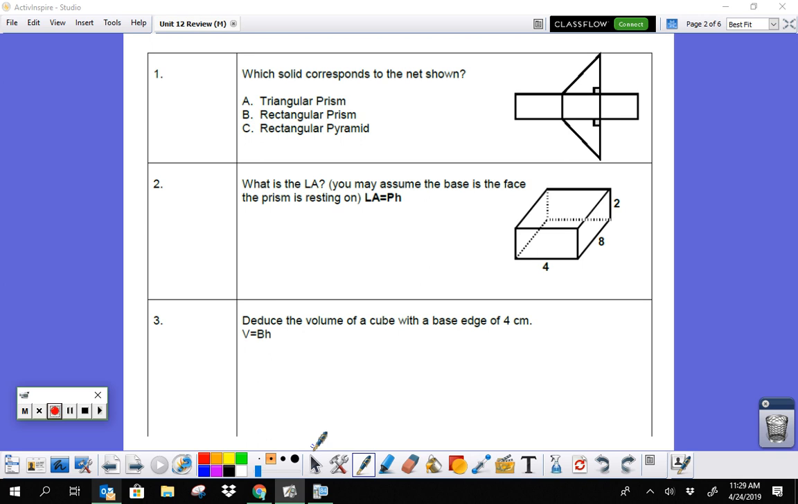All right, here we go. This is the Unit 12 test review. The first one, which side corresponds to the net shown? So if you were to fold this up, what would it look like?